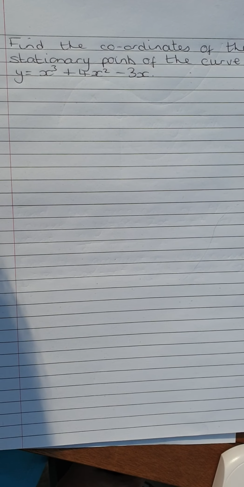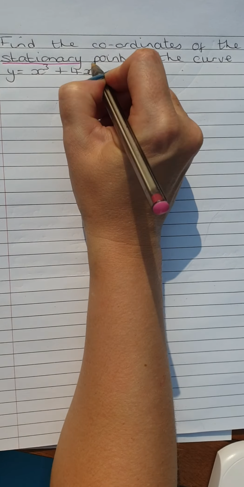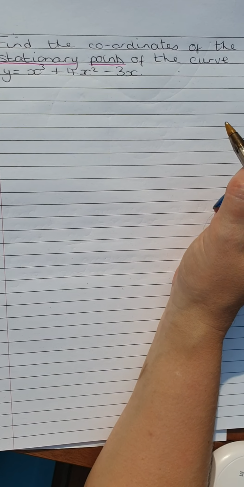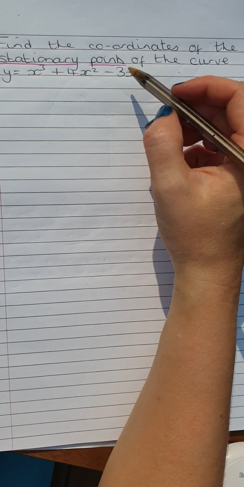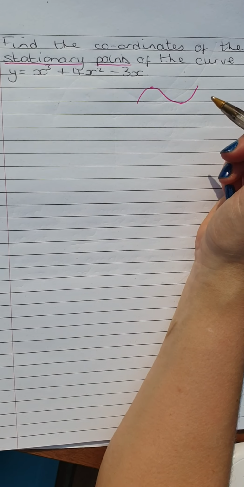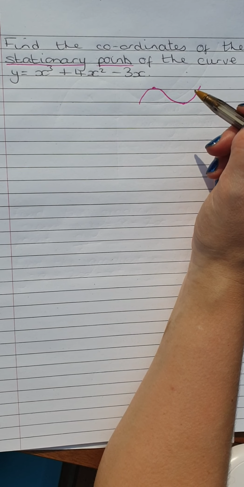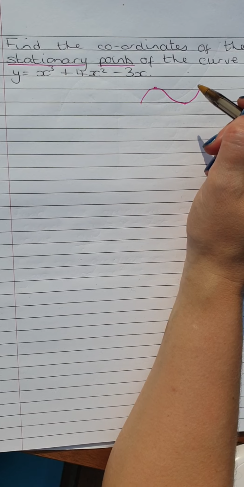Right, so this question says, find the coordinates of the stationary points of the curve y equals x cubed plus 4x squared minus 3x. Now, as always, you need to try and see the key things. A stationary point is telling you that it's something to do with a maximum or a minimum. It's a stationary point, turning point, whichever word you like to use.